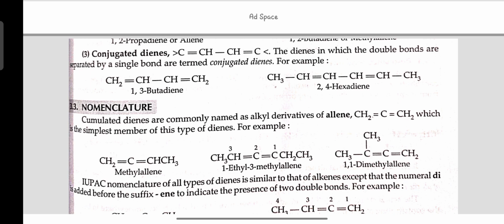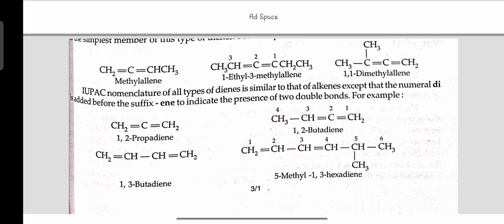IUPAC nomenclature of all types of dienes is similar to that of alkenes, except that the numerical prefix di is added before the suffix -ene to indicate the presence of two double bonds. For example, 1,2-propadiene, 1,3-butadiene, 5-methyl-1,3-hexadiene.